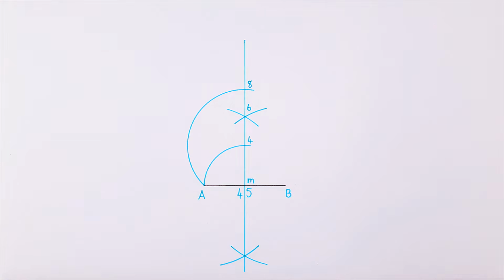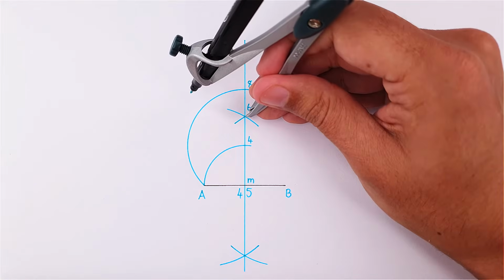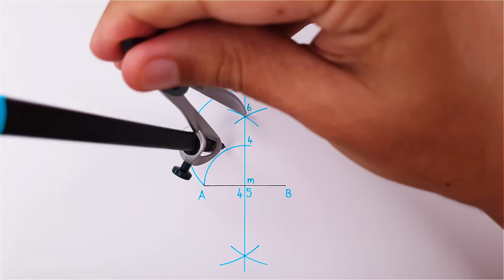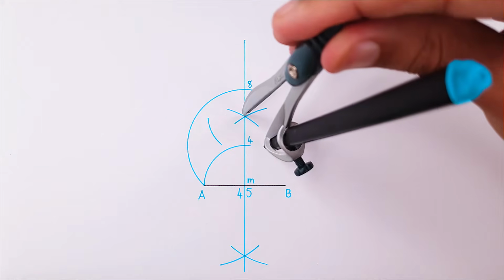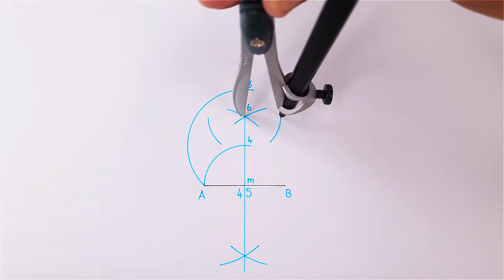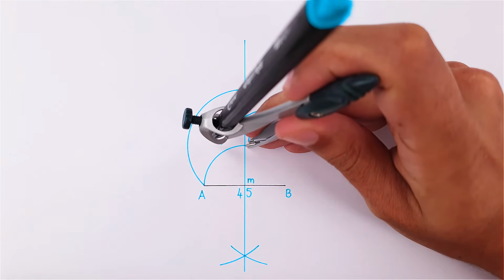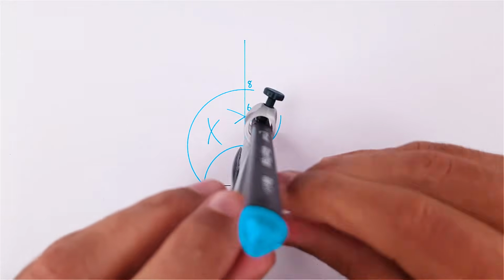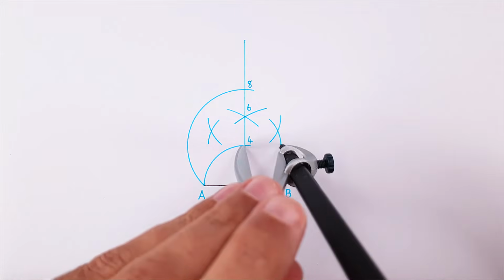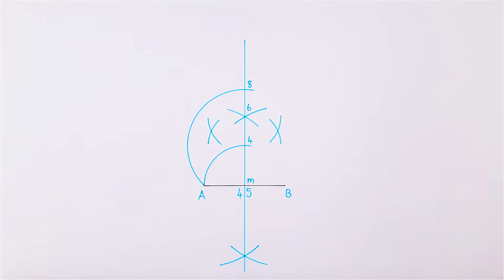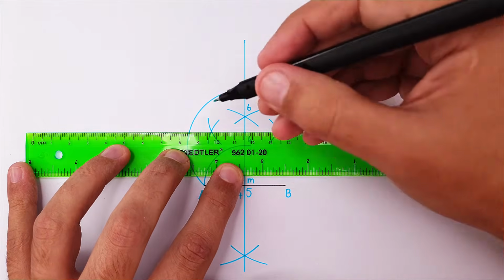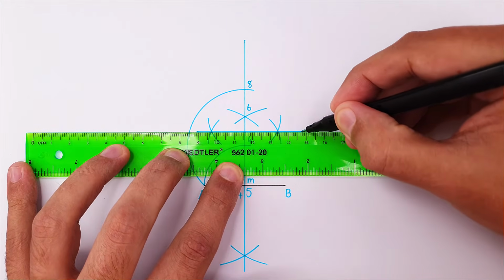Next, determine point 5, which is the midpoint between points 4 and 6. Place your compass on point 6 and adjust it to more than half the distance to point 4. Draw arcs to the left and right. Using the same compass width, repeat from point 4. Draw a straight line through the two arc intersections. Where this line crosses between points 4 and 6 is point 5.